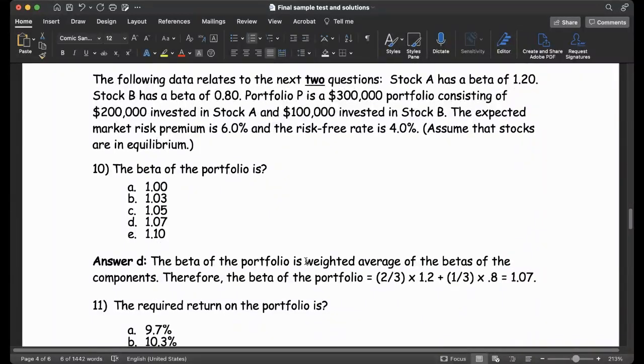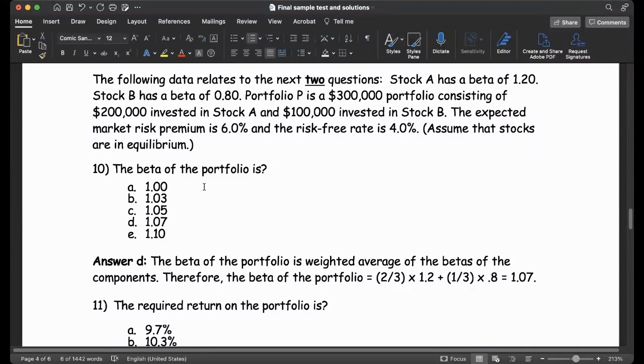Okay, the following data relates to the next two questions. Stock A has a beta of 1.2, stock B has a beta of 0.8. Portfolio P is a 300,000 portfolio consisting of 200,000 invested in A and 100,000 invested in B. Expected market risk premium is 6%, risk-free rate is 4%. Stocks are in equilibrium. What is the portfolio beta?